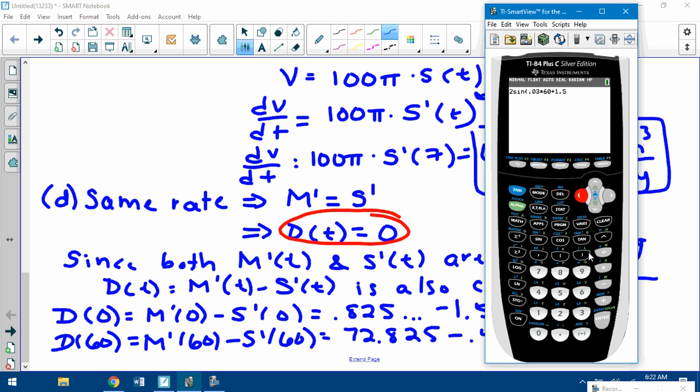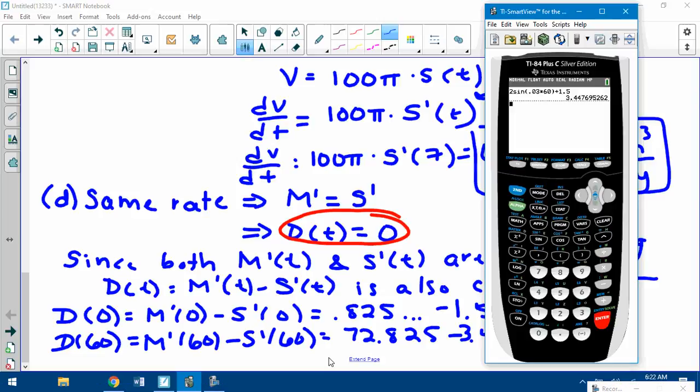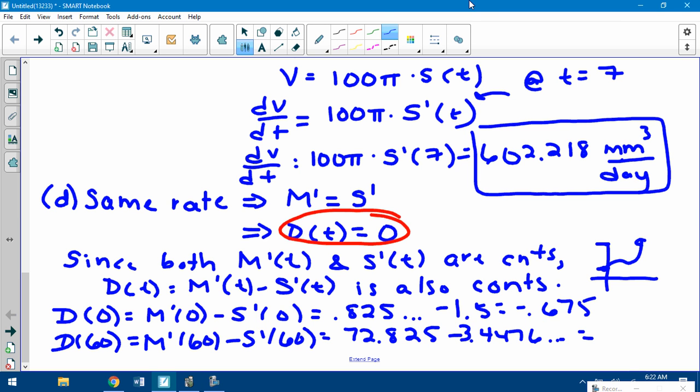Okay. 60 plus 1.5 is 3.447. Oh, almost the same. Okay, good. So I can do 72.825 minus that number, and I get 69.377.